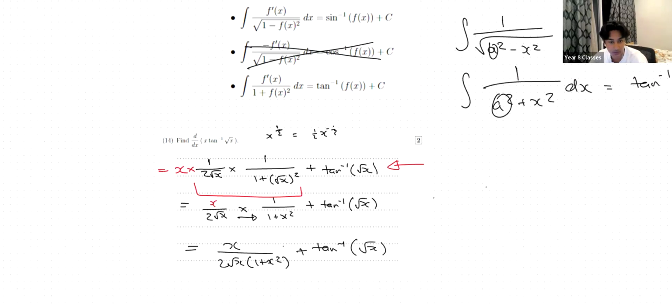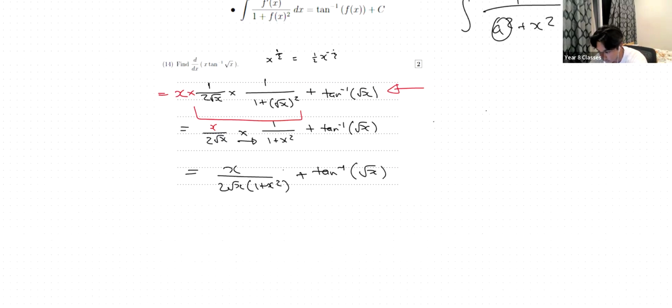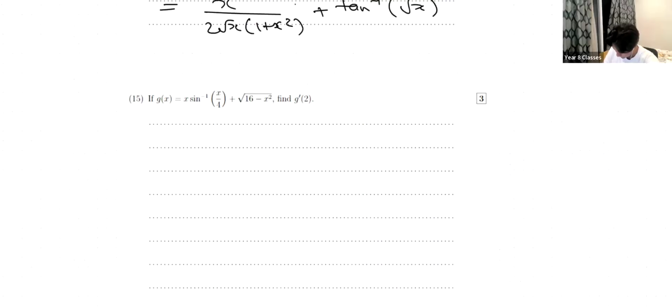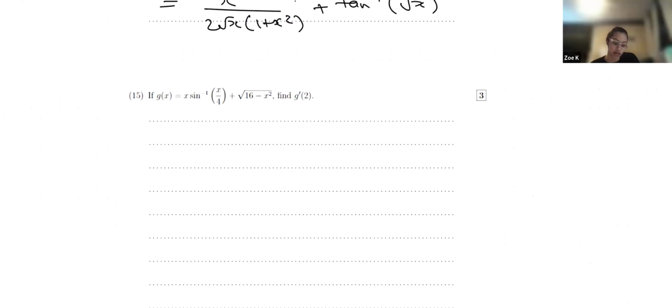Okay, this one's going to be a slightly lengthier differentiation question. So, let's see. Zoe, I'll get you to have a look at this one. So I would do the differentiation first and then substitute it. So for the first one is product rule. So it would be sine inverse x over 4 and then times 1 plus x over root 1 minus x squared over 16.